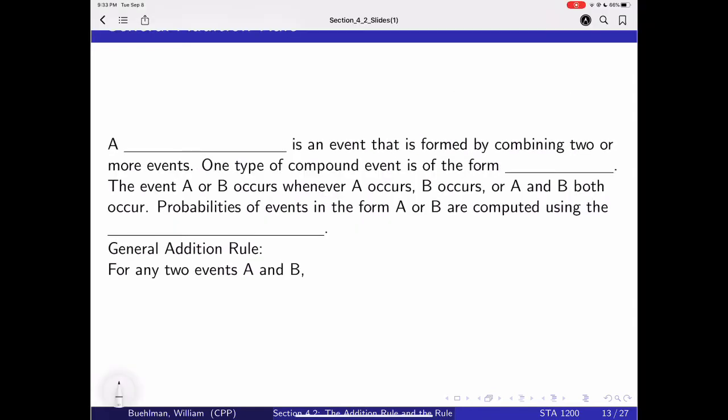A compound event is an event that is formed by combining two or more events. One type of compound event is the form A or B. The event A or B occurs when A occurs, B occurs, or both A and B occur. Probabilities of events in the form A or B are computed using the general addition rule.